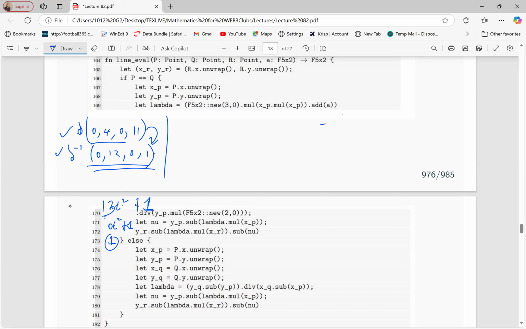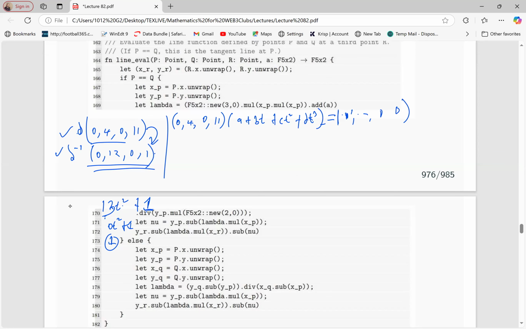So supposing you didn't know that this is the inverse, then you must understand that the inverse of this number is another number, a plus bt plus ct squared plus dt cubed, such that this product gives you 1, 0, 0, 0. So just multiply and then equate to 1, 0, 0, 0, and solve for a, solve for b, solve for c, and solve for d.